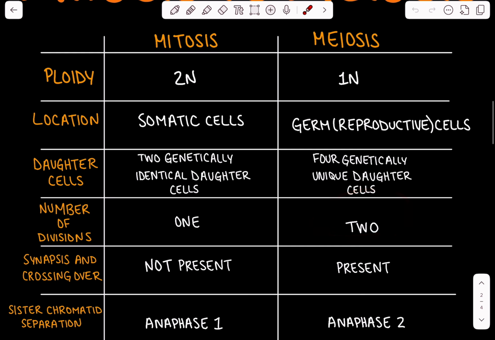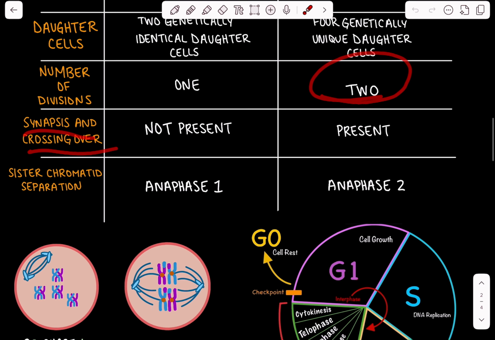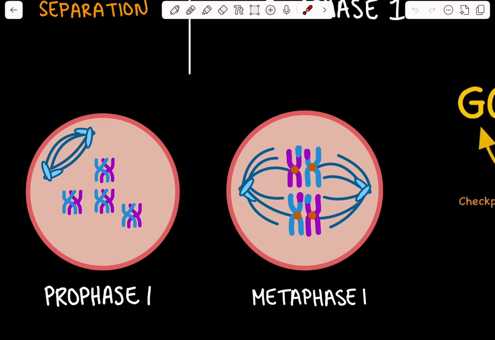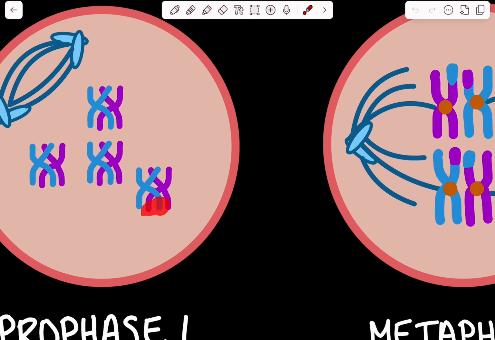Next is synapsis and crossing over. Now, remember that during prophase in meiosis, homologous chromosomes come together and they interact via a process known as synapsis, and they exchange genetic information at specific locations known as the chiasmata. Now, when they exchange the specific genetic information with each other, they create these unique chromosomes and chromatids, which is going to increase genetic variance in the offspring.